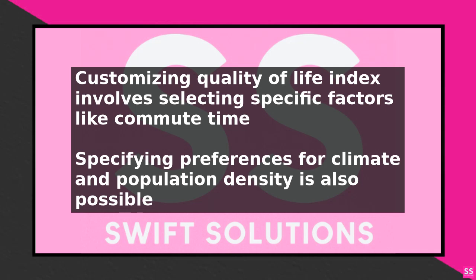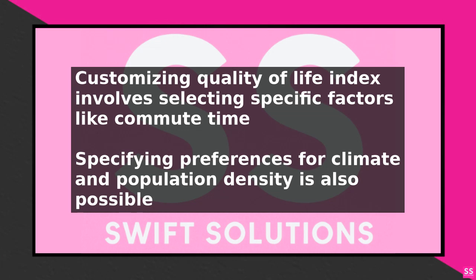Once you have customized your Quality of Life Index, you can compare different cities and towns based on your preferences. The platform will provide you with a score for each location, along with detailed information about how it performs in each category. You can also use the platform to compare multiple locations side by side, which can help you make a more informed decision about where to live.